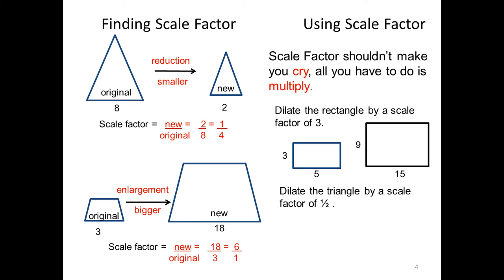We're going to try it again, dilating the triangle by a scale factor of 1/2. So again, the first thing you would want to ask yourself is, is this going to get larger or smaller? Well, the scale factor is less than 1, so we should see a reduction. Our figure should get smaller. So our corresponding triangle has dimensions 2, 3. Well, 1/2 of 4 is 2, and 1/2 of 6 is 3. So multiplying 4 by 1/2 gave us 2, and 6 by 1/2 gave us 3.